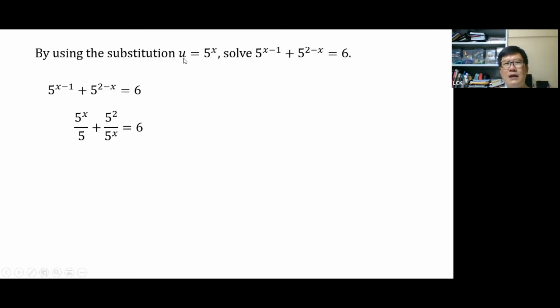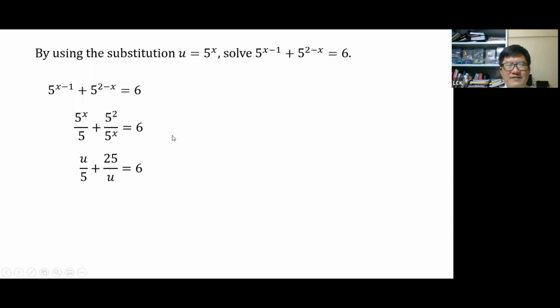Now, what we've done here is this. We have enabled the substitution to happen. What have we achieved? We have converted this to a form which enables this substitution to be performed smoothly. You cannot substitute u equals 5 to the power of x here. It's really impossible. But once I transform this, it's easy. That 5 to the power of x is u, 5 to the power of x is u.